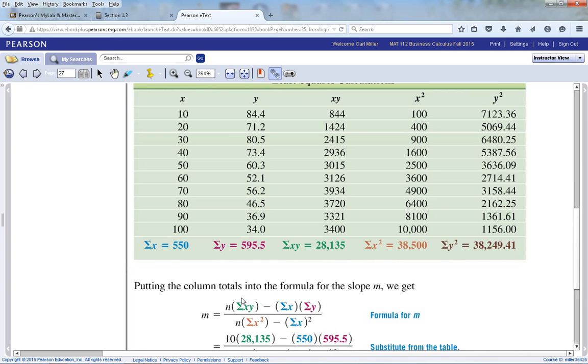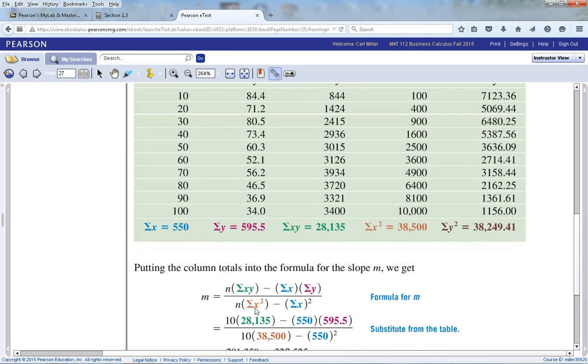So the next thing we need is this green layout, the product of the xy's. So 10 times 84.4 is 844. 20 times 71.2 is 1,424, and so on. So this third column is the product of these first two columns. And then we want to add all these up to get the sum of the xy products, which is 28,135. So we have the sum of the x's, the sum of the y's, and the sum of the xy products.